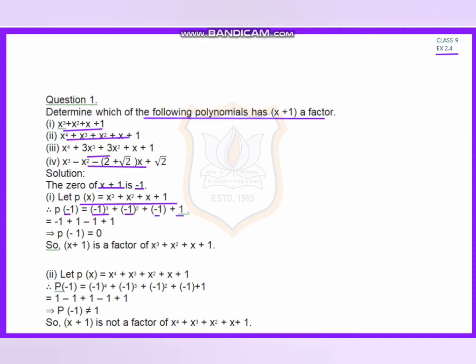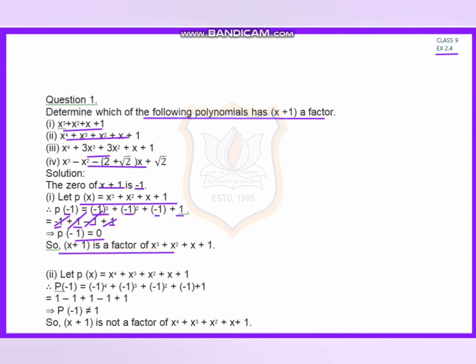Minus 1 cube is minus 1. Minus 1 square is 1. Then minus 1 and 1. The minus 1 and plus 1 cancel out, and the other minus 1 and plus 1 cancel out. We get the result equal to 0. If we are getting the result as 0, it means x plus 1 is a factor of the given polynomial.